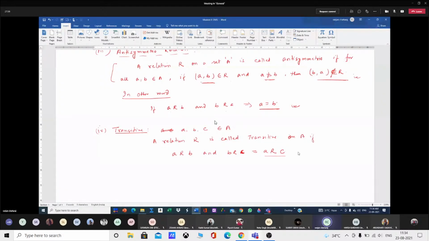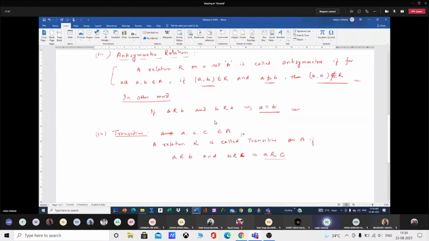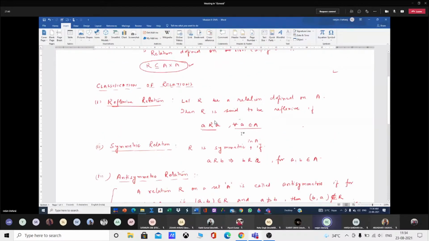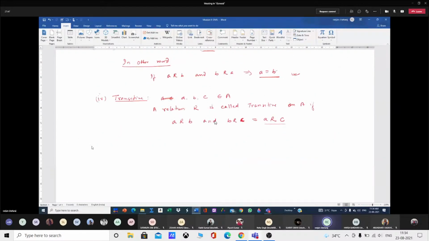Now come to some examples. And one more thing, suppose any relations, broadly I'm saying, equivalence relations.